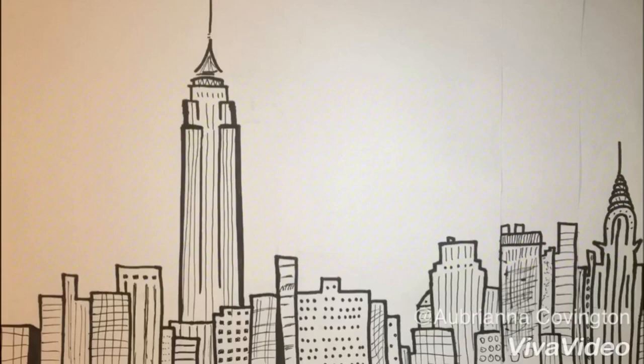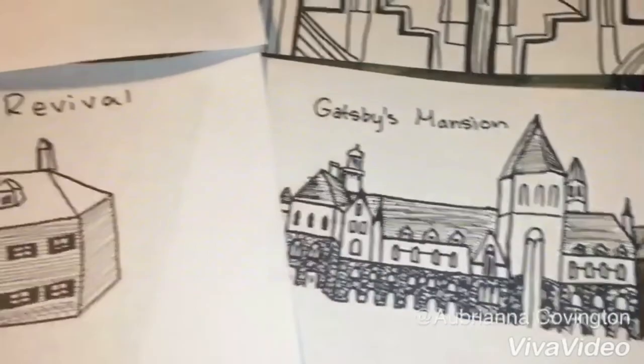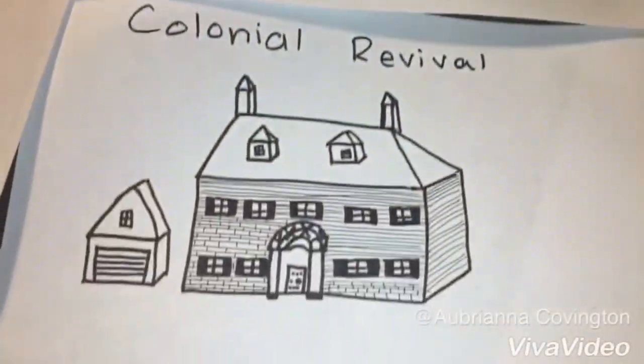So that's basically the overview of all the 1920s architecture, not including dates and stuff of all the famous buildings, but yeah, that's basically all you need to know.